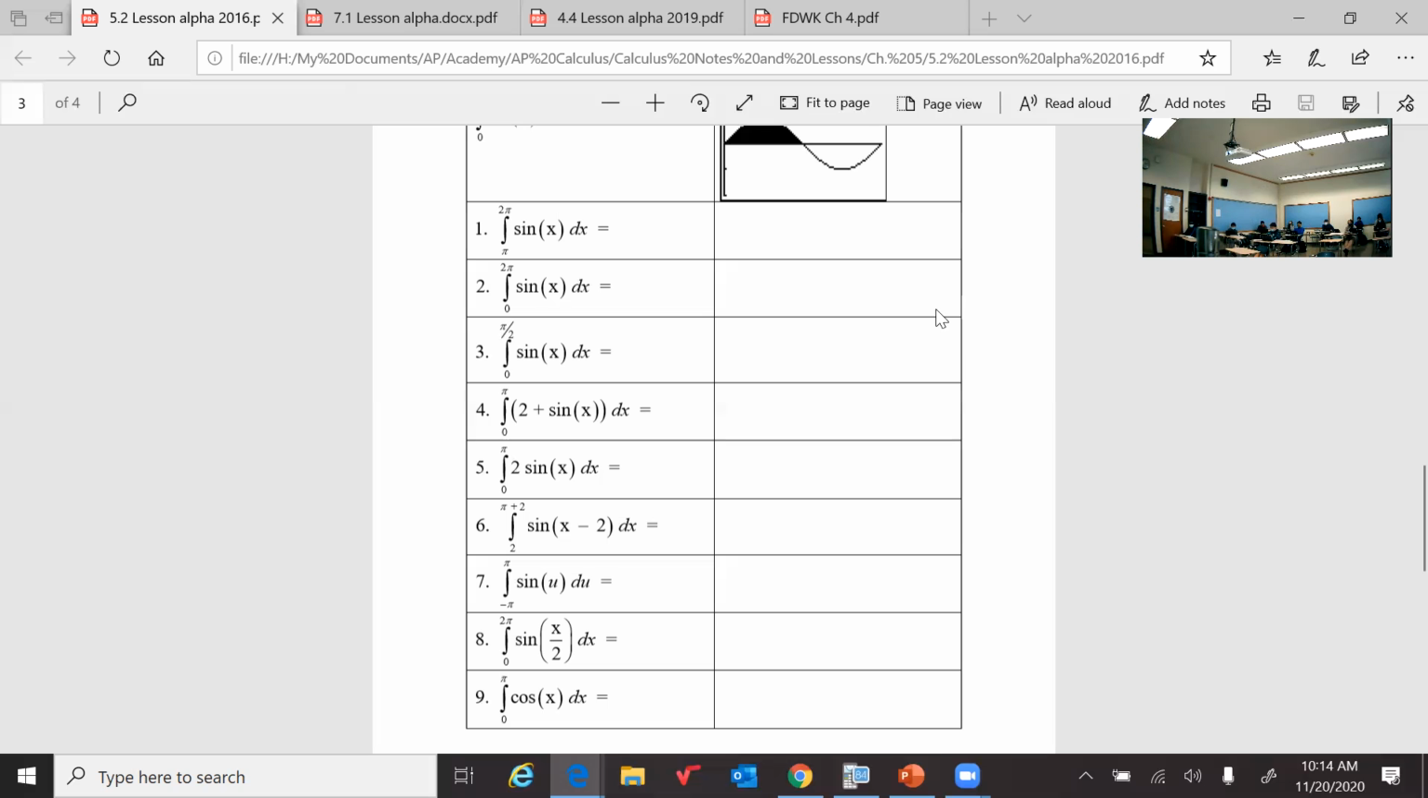What do you notice about 7? I don't want to do that, it's got a mu in it. Doesn't matter. It's d mu. You're fine. That's the height and that's the width. So just think about the sine wave from negative pi to pi. That would be 0. Make sense? Because you're below the axis plus above the axis.